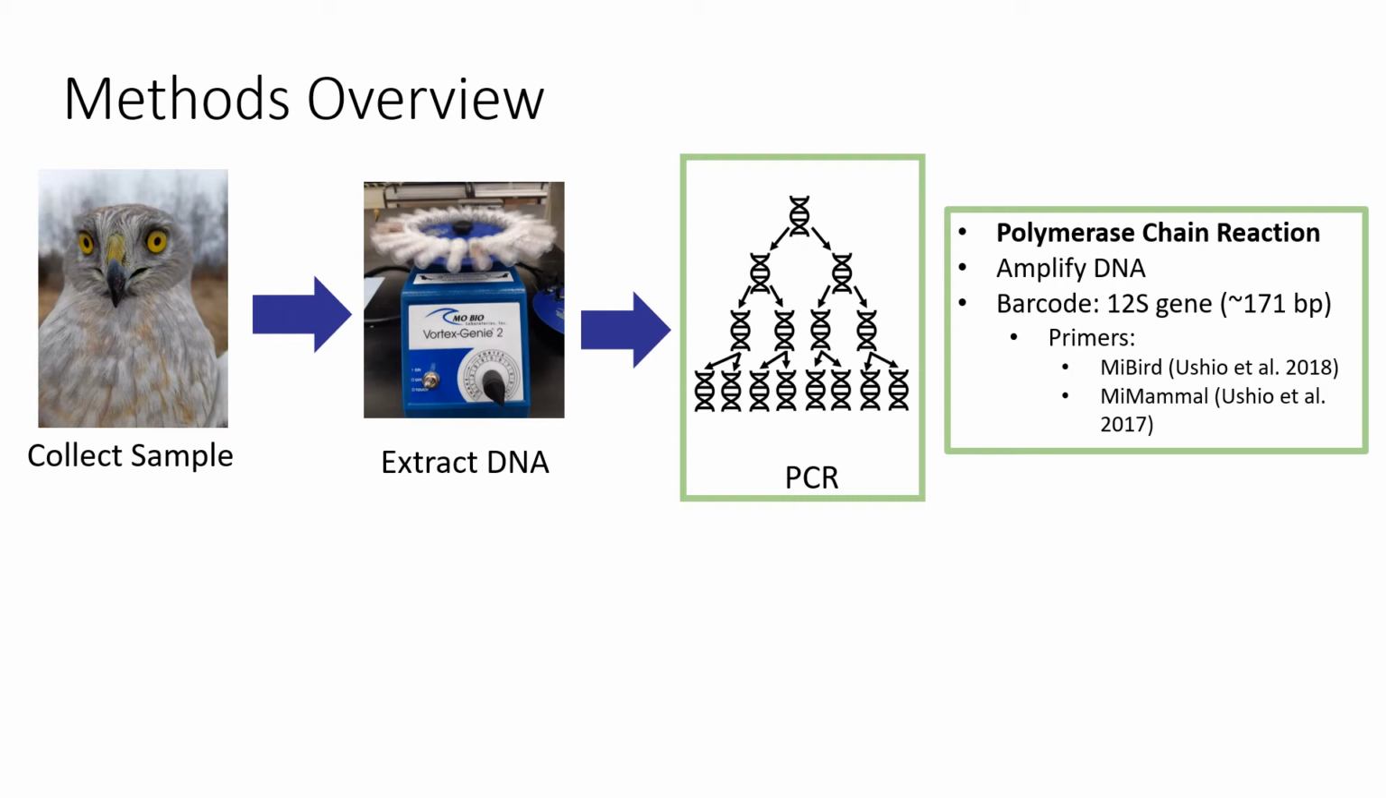which artificially creates copies of the barcode or sequence of DNA we're interested in. The barcode we used was an approximately 171 base pair section of the 12S mitochondrial gene. And we used two different types of primers to amplify our barcodes. We used the MyBird primer, which targeted avian species, and the MyMammal primer, which targeted mammalian species.